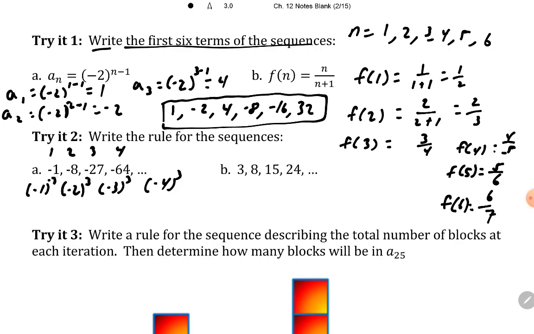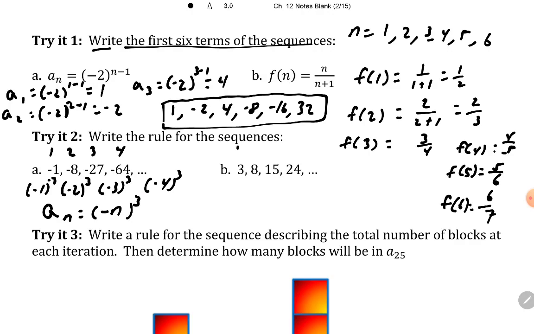So everything is just, well, first it's being negative. So if I took 1 and I end up getting -1, first I made it negative and then I cubed it. So my rule for this one is negative n cubed.